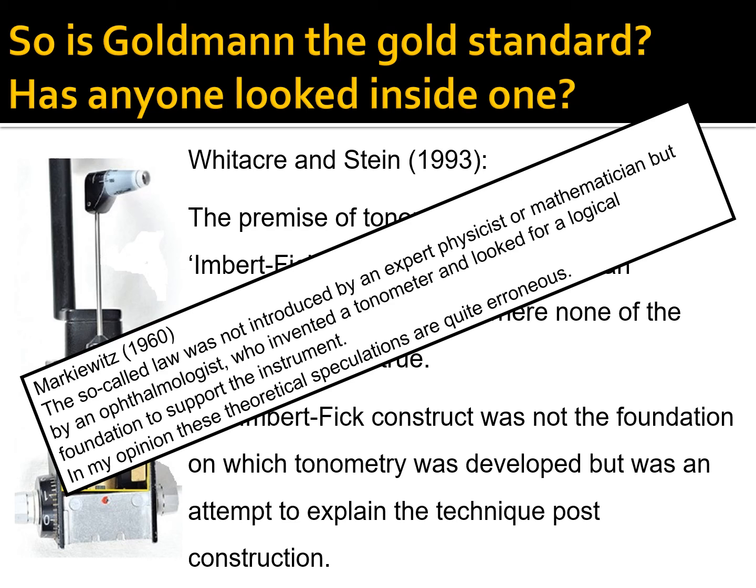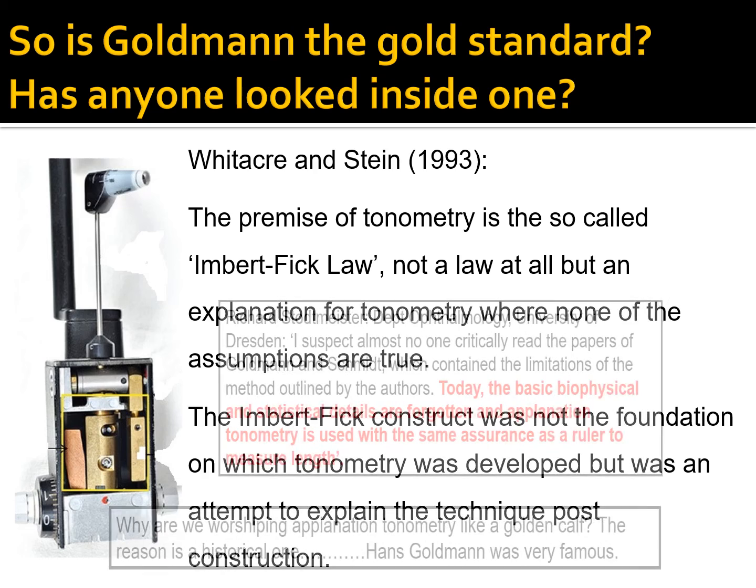Back in 1960, after Goldman had just come out, GATT had just come out, this so-called law was not introduced by an expert physicist or mathematician. I think that's important to think, but by an ophthalmologist who invented a tonometer and looked for a logical foundation to support the instrument. In my opinion, these theoretical speculations are quite erroneous. And again, I agree with that actually.